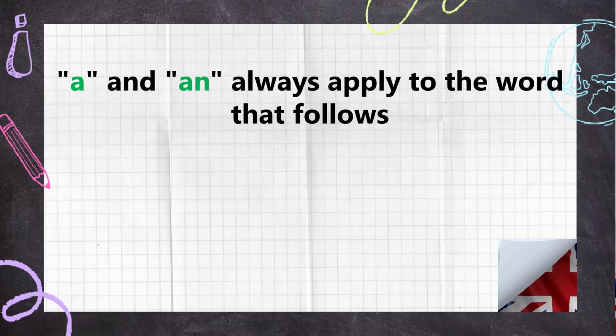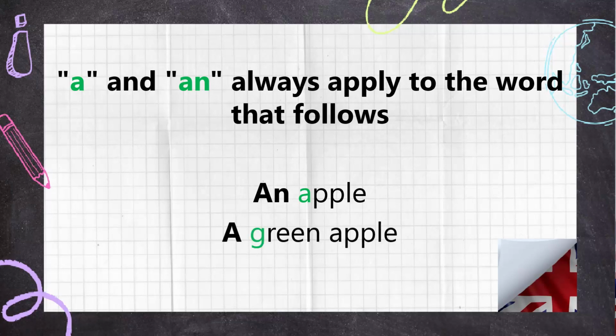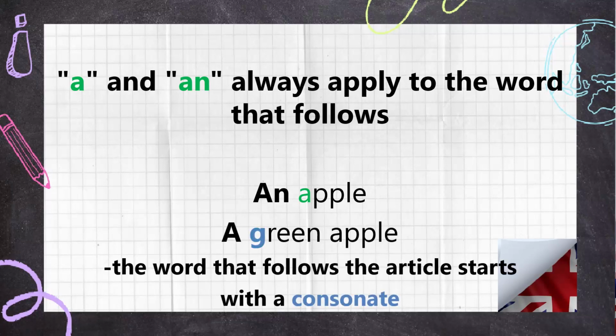A and an always apply to the word that follows. For example, an apple. The word that follows is apple. So we have to use the article an, because apple starts with a vowel. If we say a green apple, the word that follows the article starts with a consonant, with G. Therefore, we have to use a green apple.